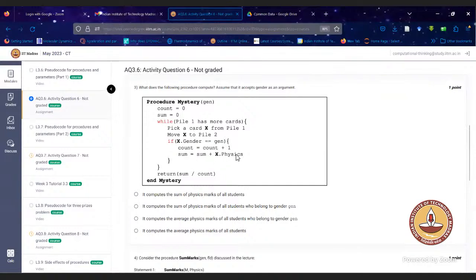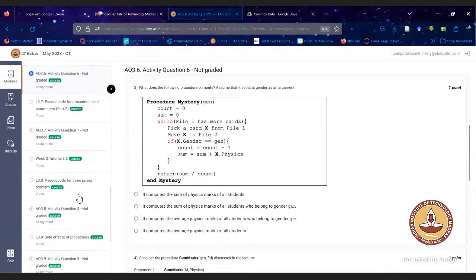And then it is summing the physics marks in this particular statement. What is being returned by this procedure is sum by count. So essentially an average marks of a girl student or whichever gender it is. For example, we took female, so this will give you sum divided by count. That is what average is, right? In this case, it is specifically for physics. Cleared? Yes, sir, clear.